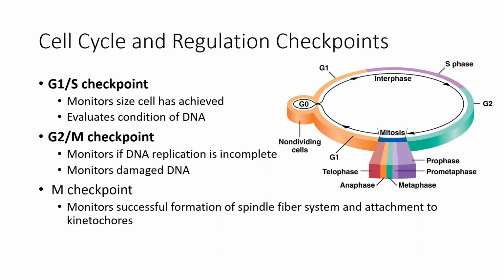Is the DNA suitable to be replicated? There's cyclins that get produced to help repair DNA. And if we have a lot of those, then we might not be moving into S phase.